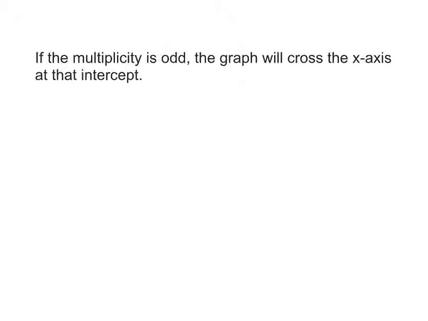If the multiplicity is odd, the graph will cross through the x-axis at that intercept. Now, this is really what we think of happening when we think of x-intercepts. Let's say our x-intercept's right here. You've got your graph, and what it would do is actually cross through the axis at that point. So if your multiplicity is odd, this is what's going to happen. It may curve through it rather than being a straight line, but it's going to go through the axis.